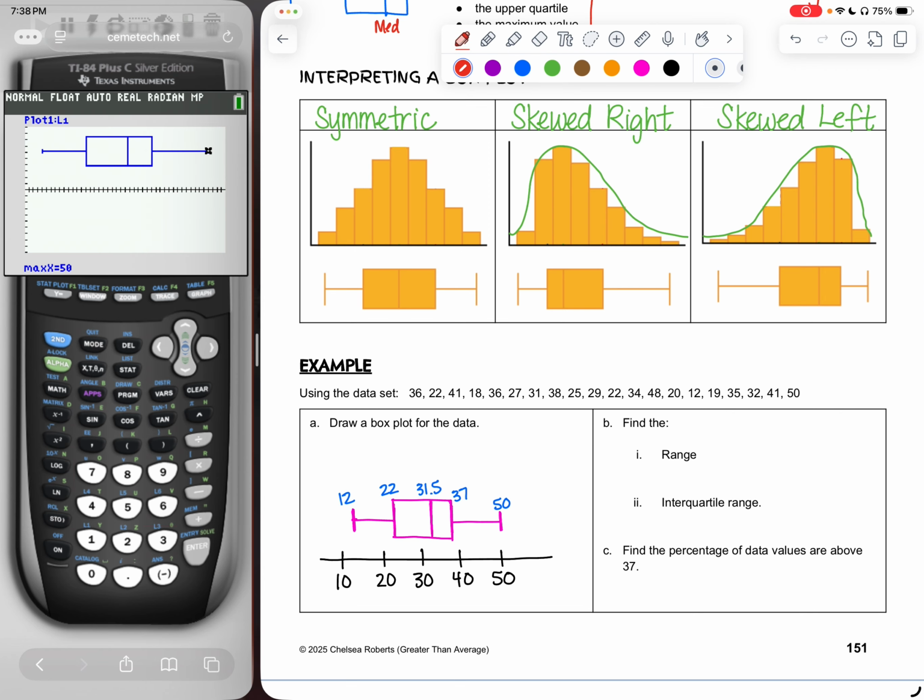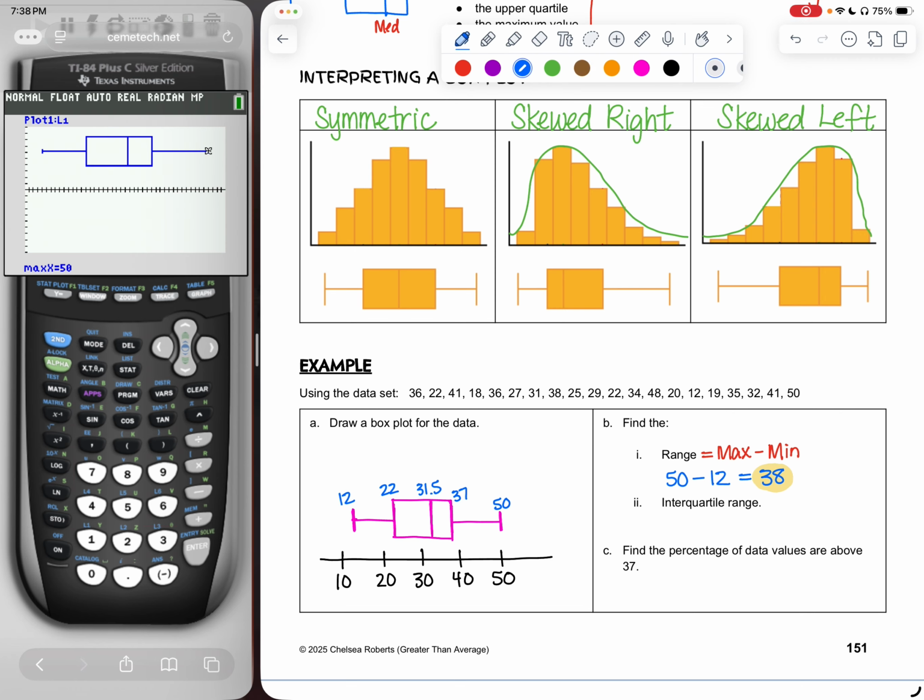So it says find the range. We know that the range is your max minus your min. So if we want to find our range, we have to take our maximum, which is 50, and subtract our minimum, which is 12. And we end up getting that 50 minus 12 is going to be 38. So that is our range.